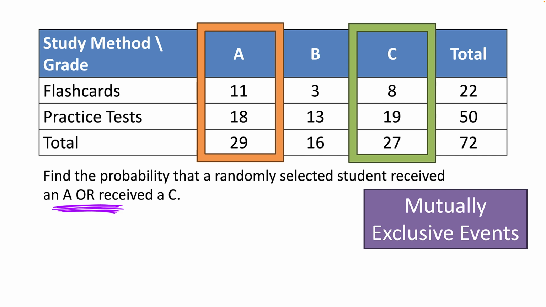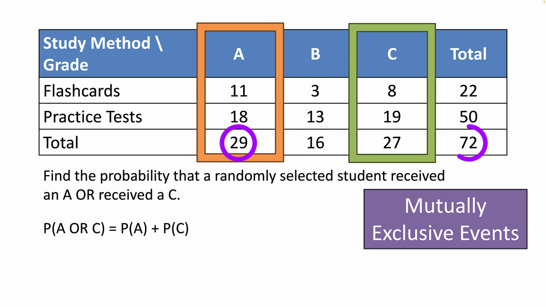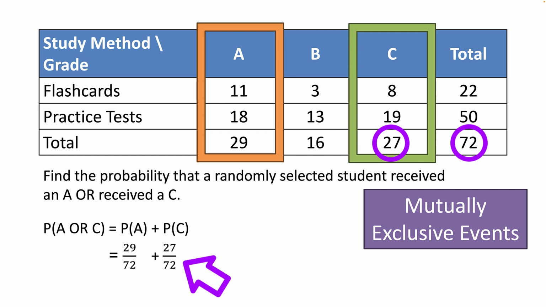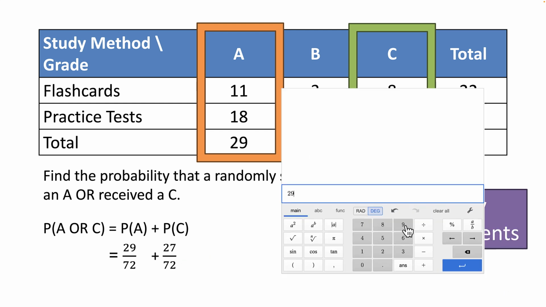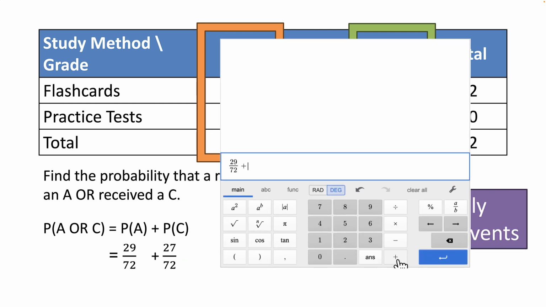So to find the probability a student received an A or a C, all we need to do is find the probability that the student received an A and add that to the probability that they received a C. Looking at our table, we see 29 out of 72 students received an A. So the probability that a student received an A is 29 out of 72. Now let's add that to the probability that the student received a C. From our table, we see 27 students received a C out of 72 total. So the probability a student received a C is 27 out of 72. Now let's use our calculator to add these two fractions together and then convert it to a decimal.